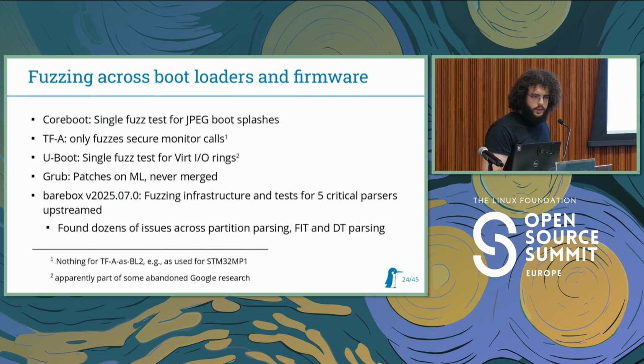Two years ago, when I looked at this, there was no fuzzing support for barebox either. I knew that some people were fuzzing it. I saw research papers about that. But on and off for two years, I implemented fuzzing infrastructure into barebox and wrote fuzzers for the critical functionality. And I found dozens of bugs, which I wouldn't have found otherwise.